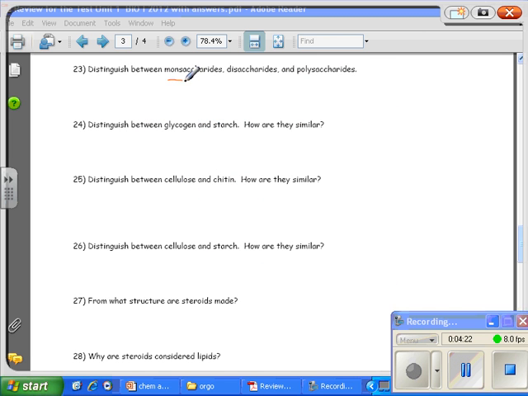Distinguish between monosaccharides, disaccharides, and polysaccharides. First of all, how are they all the same? They're all the same because they have this word saccharide in them. And saccharide means sugar. So they're all sugars or carbohydrates, whether they're a simple sugar here or a complex sugar here. Monosaccharides are 1 sugar unit, disaccharides are 2 sugar units, and polysaccharides are many sugar units all bonded together.